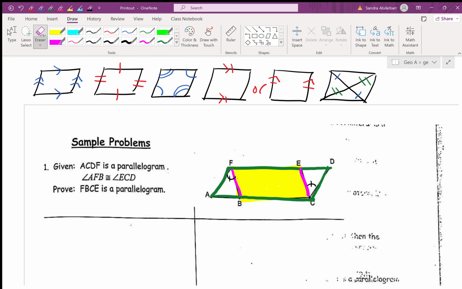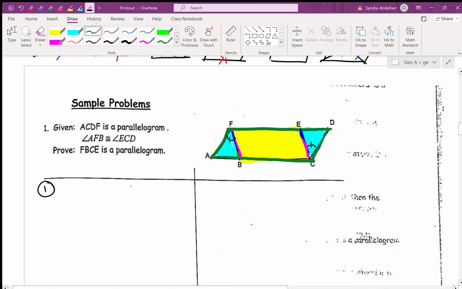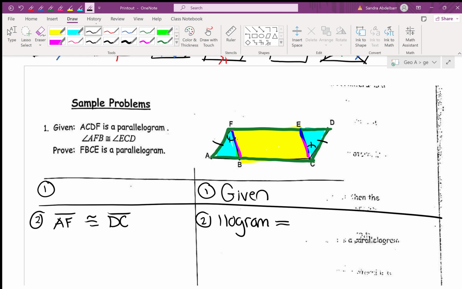I think it's pretty clear we're going to have to prove these triangles congruent. We already have an angle. Does anybody see anything else we can say to get these triangles congruent? Simon. AF is congruent to DC. You got it. Because parallelogram yields opposite sides congruent. Perfect. We can say that AF is congruent to DC, and our reason is going to be parallelogram yields opposite sides congruent.